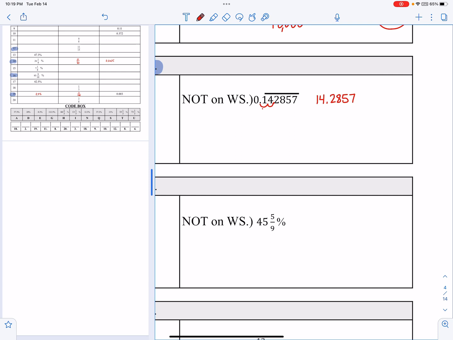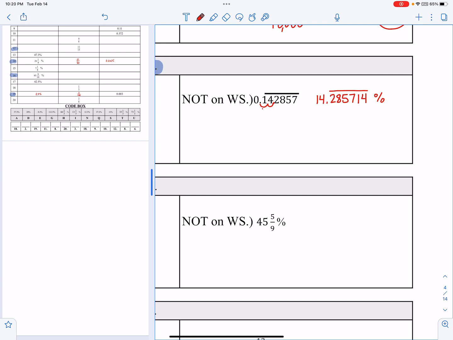The problem is, though, I can't put my bar over the whole thing. We do that repeated bar notation over the decimals. And so 0.2857 isn't really the only thing repeating. So think about what's after the 7 if this repeats. Well, the 1 and the 4 are after the 7. And so this ends up being what is repeating when I move the decimal 2 spots to the right to change it to a percent.